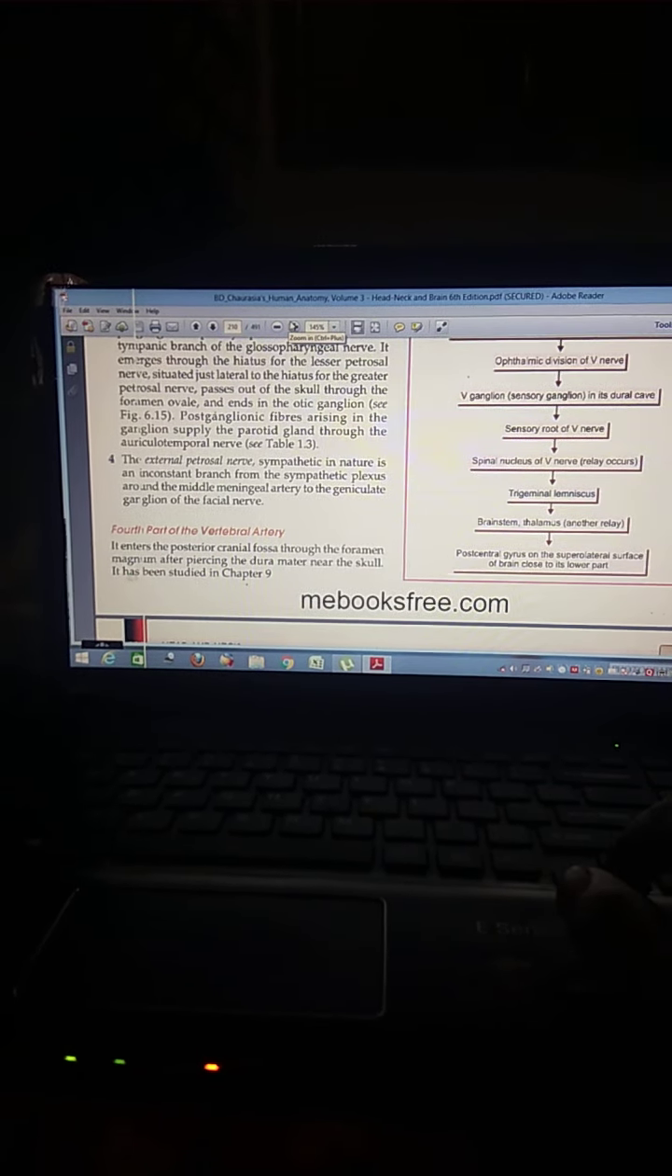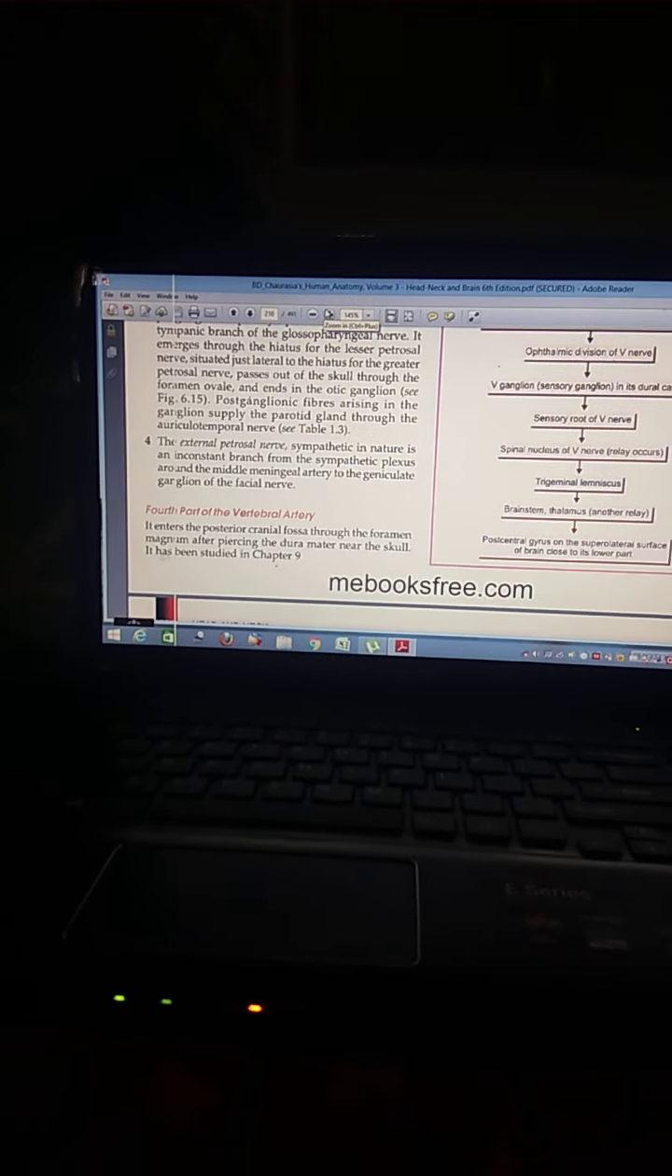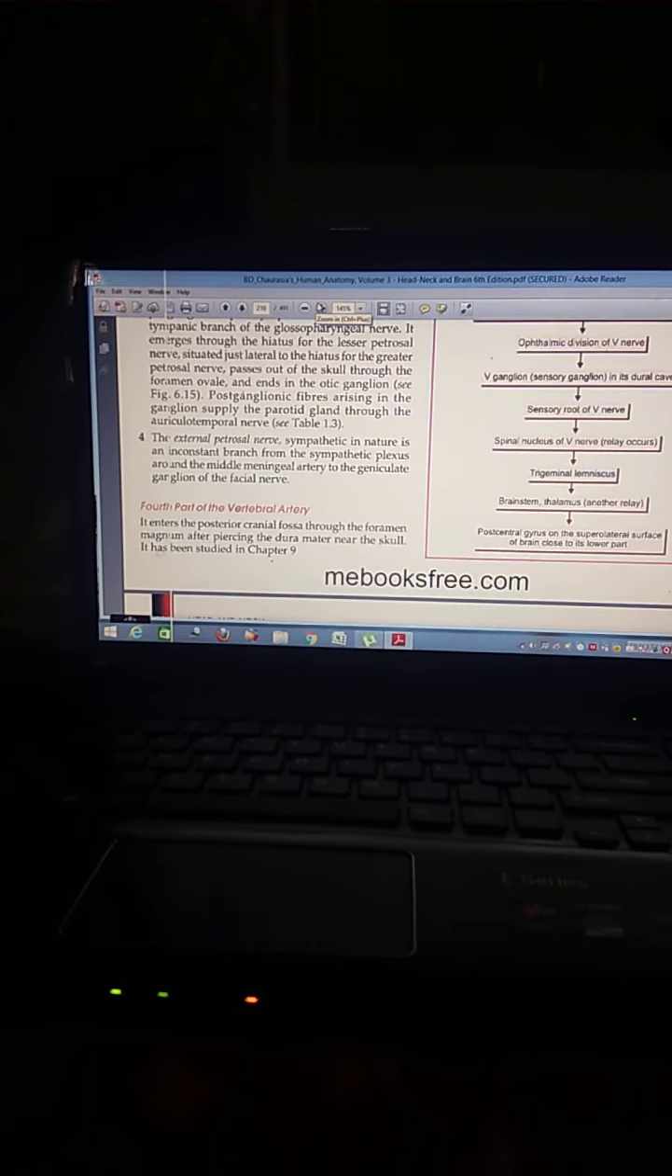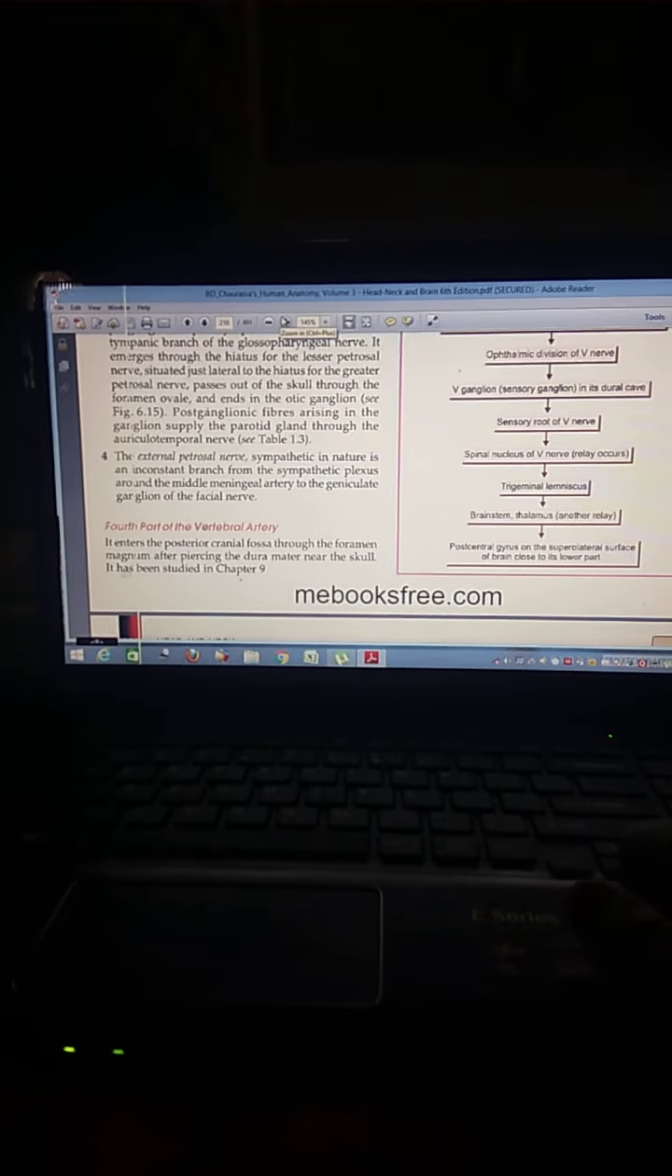The lesser petrosal nerve is parasympathetic in nature, is a branch of the tympanic plexus, and is derived from the preganglionic parasympathetic fibers. And the external petrosal nerve is sympathetic in nature, an inconstant branch from the sympathetic plexus. The fourth part of the vertebral artery enters the posterior cranial fossa through the foramen magnum, piercing the dura.